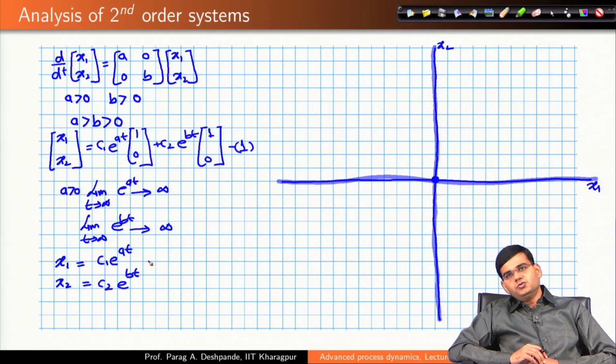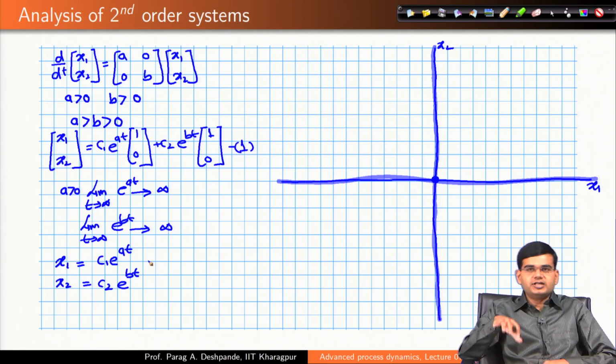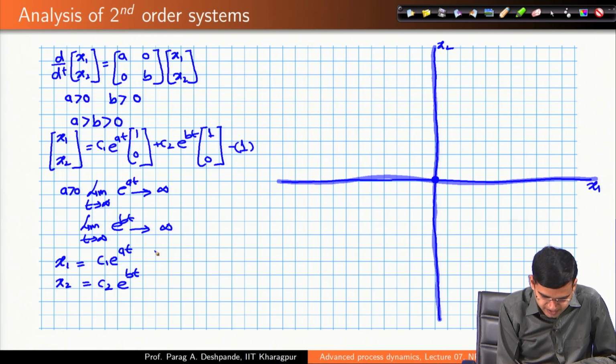I do not know the slopes of the curves which would be present in the 4 quadrants. This is the problem. So, then what would I do? I would play a trick.